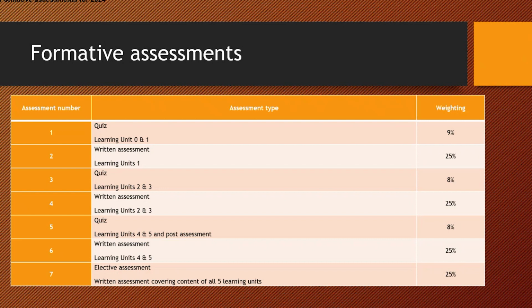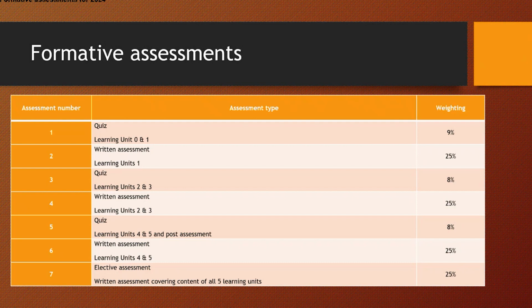And again, a written assessment to make sure that what you've answered in the quiz, because it's a multiple choice, you do in fact know. We've also backed it up with assessment number 6 that again reinforces units 4 and 5, and that has a weighting of 25%. And then lastly is the elective assessment, which is the 7th assessment.